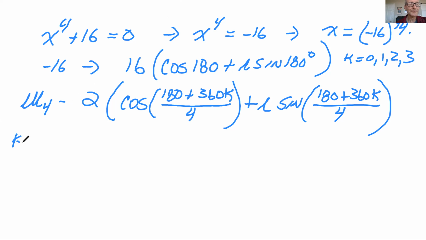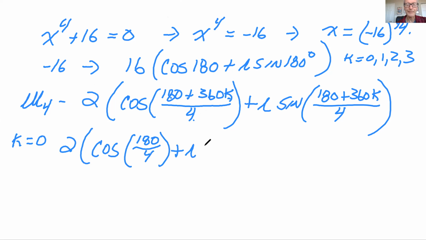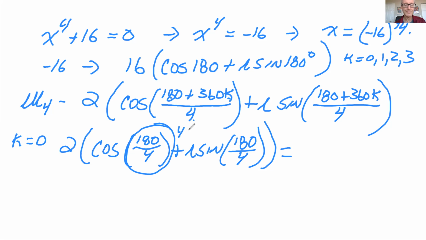So now what is k equals 0? Well, when you plug 0 in, what do we get? We get 2, and then we get cosine of what? 180, 0 divided by 4. So that would be cosine of 180 divided by 4 plus i sine of 180 divided by 4. Okay, so here we get out our calculators, and we'd have 180 divided by 4. So this would be 45 degrees, and this would also be 45 degrees.